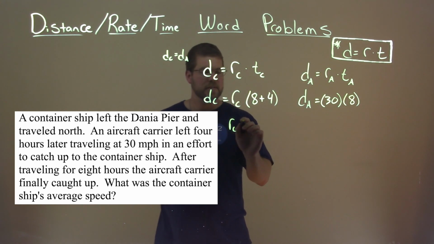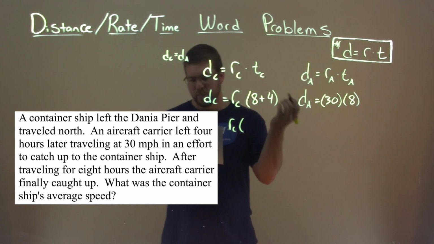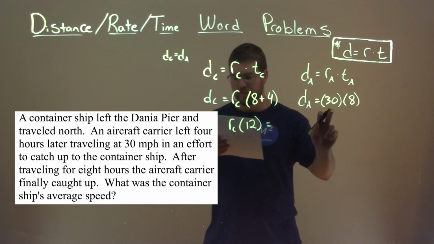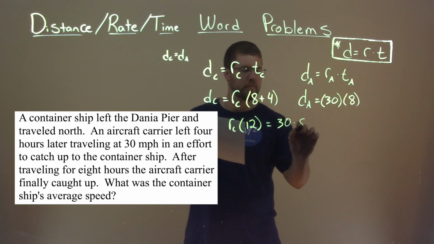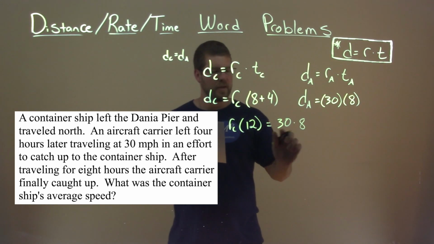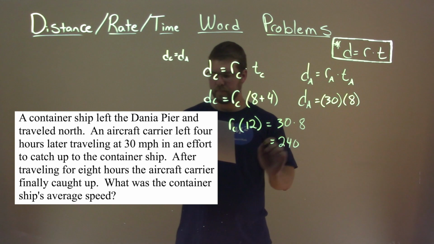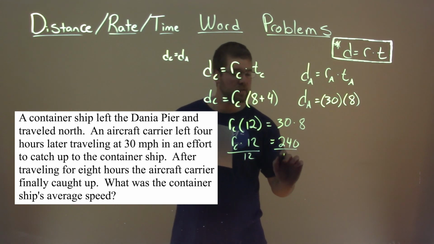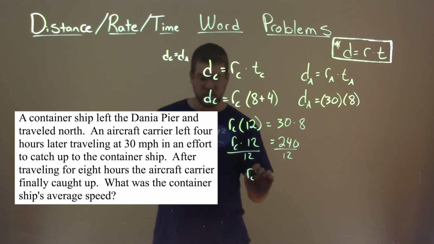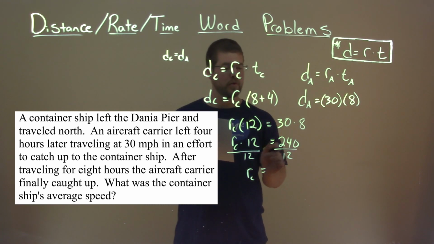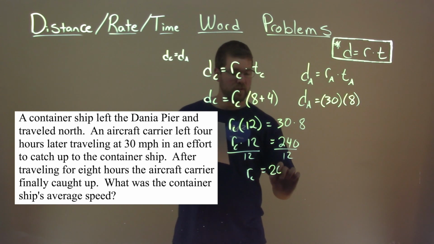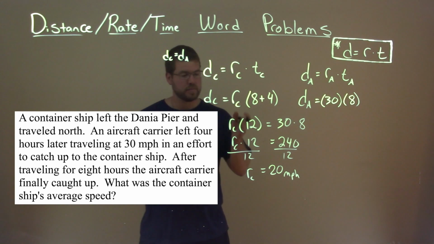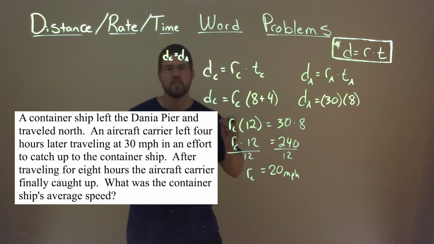So we have R sub C times 8 plus 4, that's 12, is equal to 30 times 8. 30 times 8 is 240. We have R sub C times 12. Divide both sides by 12, and the rate of the container ship is 240 divided by 12, which is 20, and our units are miles per hour. And so the container ship's average speed was 20 miles per hour.